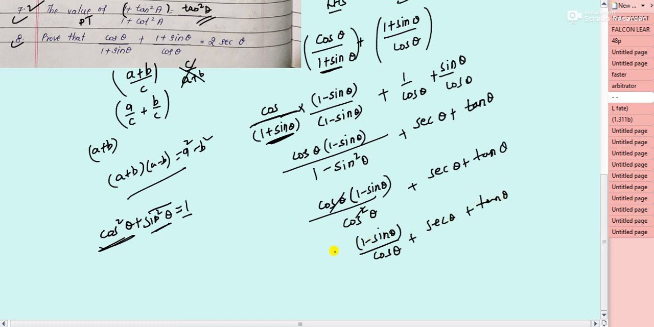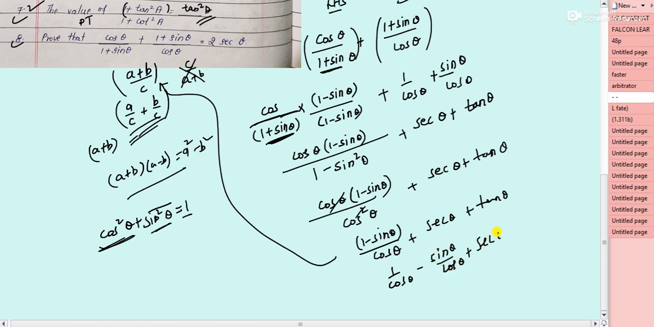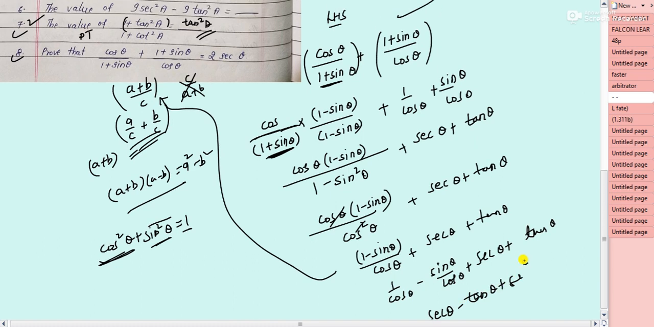Now again, if you see, this is in this form, so you can write it in this form, correct? 1 by cos theta minus sine theta by cos theta, plus sec theta plus tan theta. So 1 by cos theta is sec theta, minus this is tan theta, plus sec theta, plus tan theta.